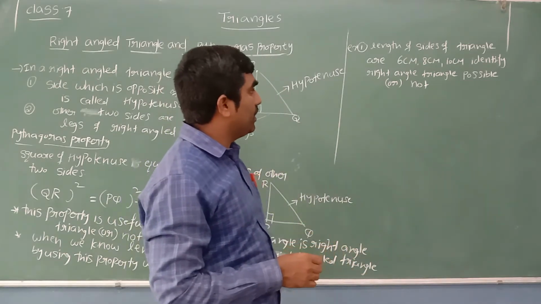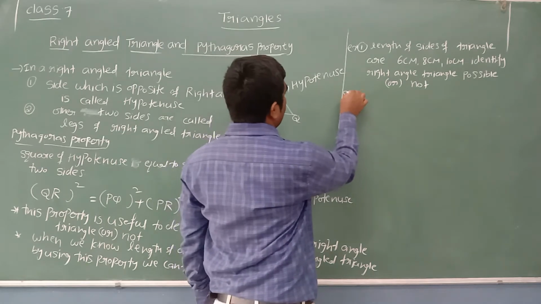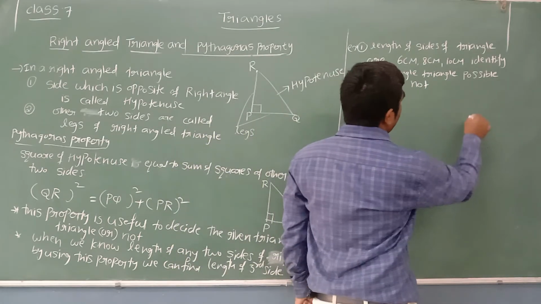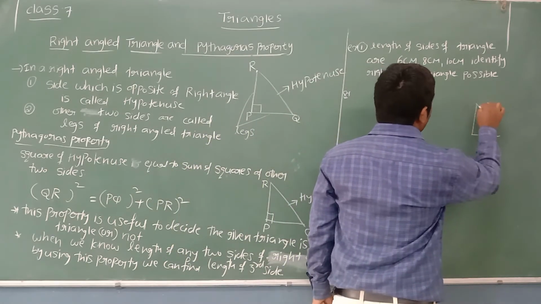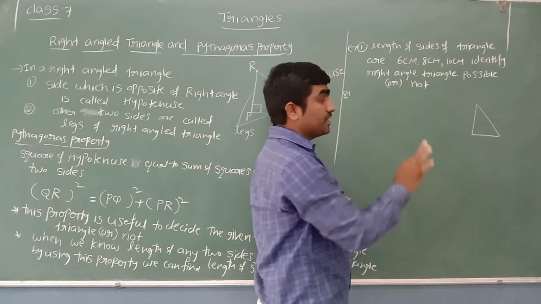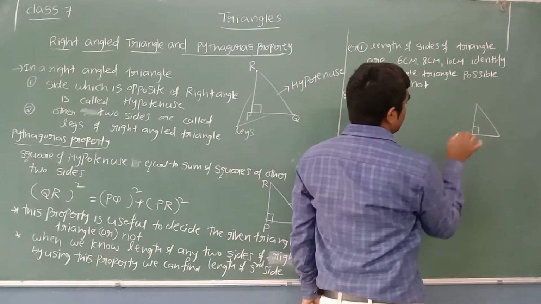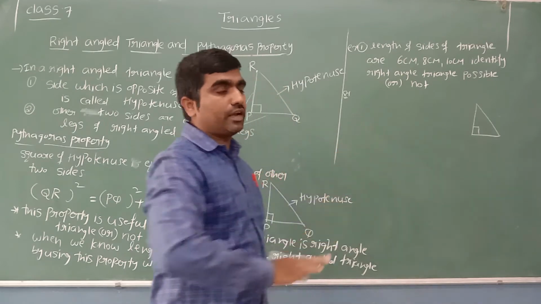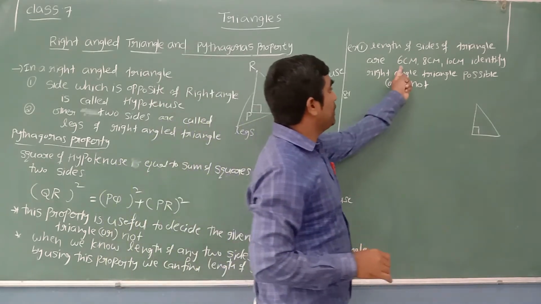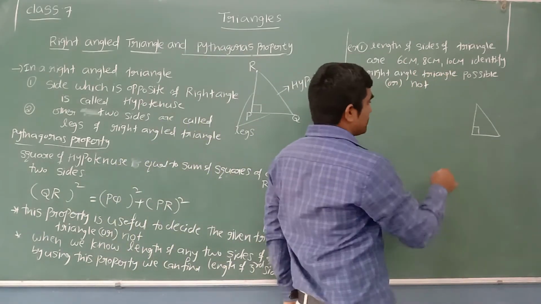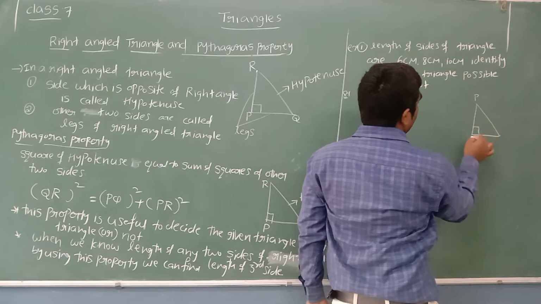So how can we verify here? Let me take the solution here. Let me draw a right angle triangle. I don't know whether a right angle triangle is possible or not, I am just taking a rough figure. Right angle triangle I am taking here, with 6 cm, 8 cm, 10 cm.